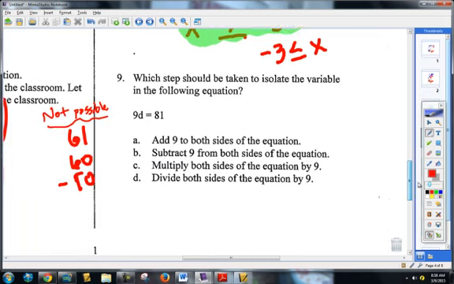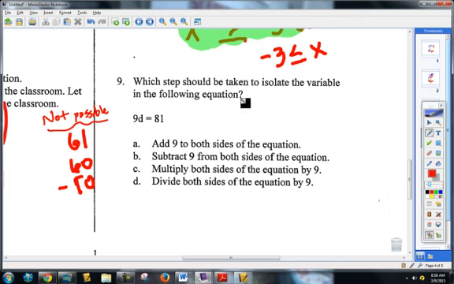All right. Number 9. Which steps should be taken to isolate the variable? Remember, isolating the variable is just when you do the inverse operations, right? So when I look at 9D equals 81, I ask myself, what is happening to the variable? And I see that 9 is being multiplied times the variable. So I would need to divide the variable. This is learning target number 1.